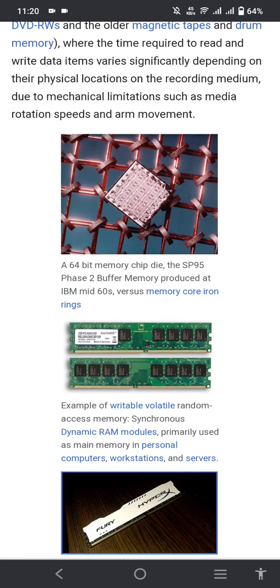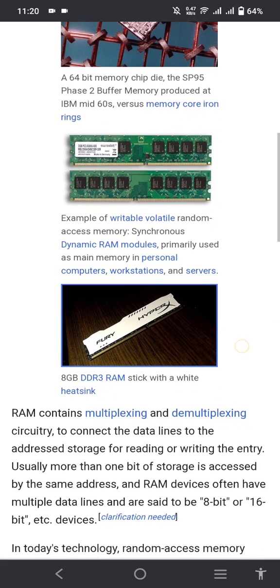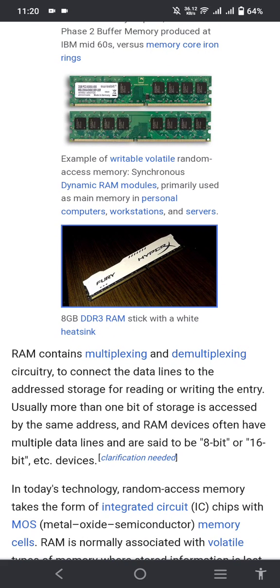This is a 64-bit memory chip die, the SP95 phase 2 buffer memory produced at IBM in the mid-60s, versus memory core iron rings. RAM contains multiplexing and demultiplexing circuitry to connect the data lines to the addressed storage for reading or writing the entry.